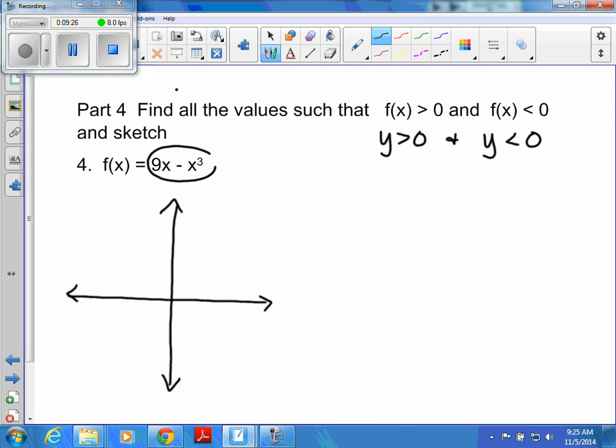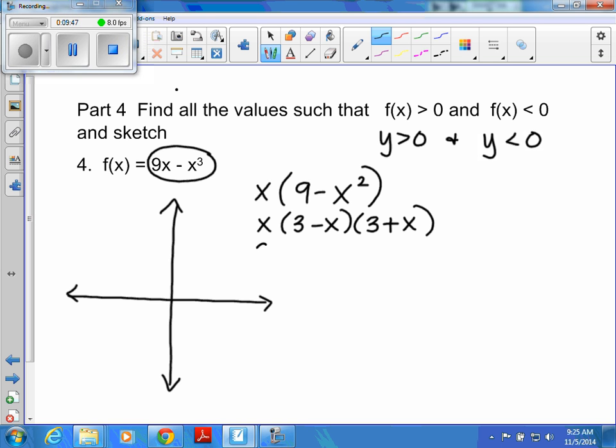So the first thing I'm going to do is take the GCF out. I'm going to take the x out, and I'm going to get 9 minus x squared. I'm going to factor it one more time. I'm going to get x, parentheses 3 minus x, 3 plus x. This is important to factor because then I know where it crosses the x-axis. It's crossing the x-axis at 0, 3, and negative 3. I'm going to put those 3 spots down. Those are the three spots where it crosses the x-axis.